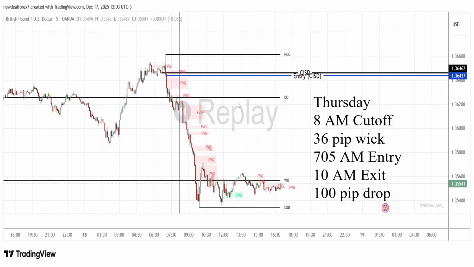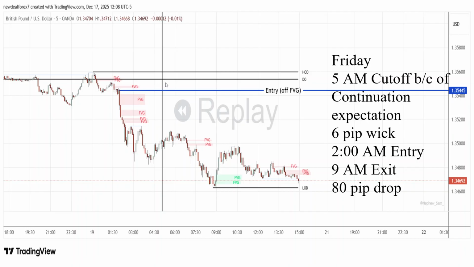All right. So here's Thursday here. Friday here. We only had a 6 pip wick. Okay. Slightly above the daily open. Here's the first fair value gap right here. Price retraced back into it. Your best entry would have been around, what is this, 2 a.m.? And this was good for an 80 pip drop.